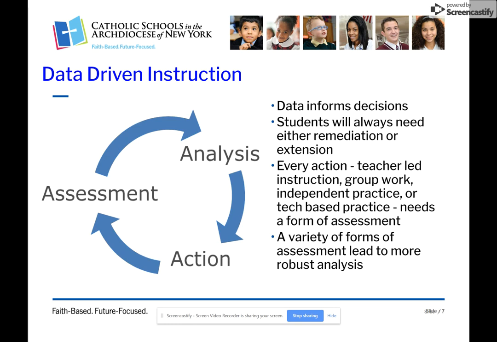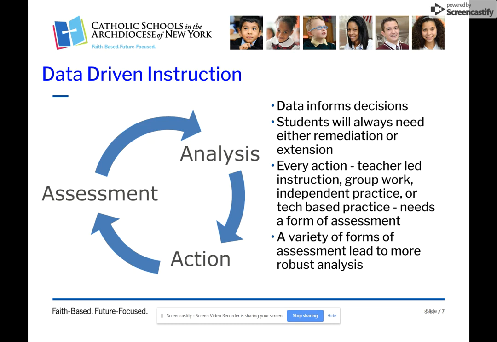And this all goes back to the data-driven instruction cycle, which is nothing new. But we need to understand that we need to have some sort of data that we analyze, that we look at, and that leads us to take an action, whether that action is pulling students for a small group, giving them some sort of independent practice or group work, or a tech-based assessment. And then once they take another assessment, we use that data and we analyze it and we continue the cycle again and again. This is something that should always be continuously happening.